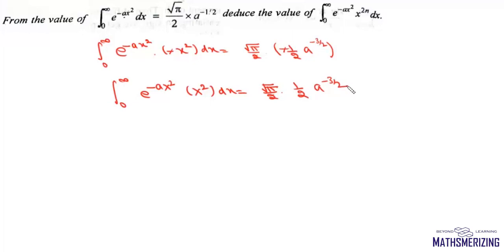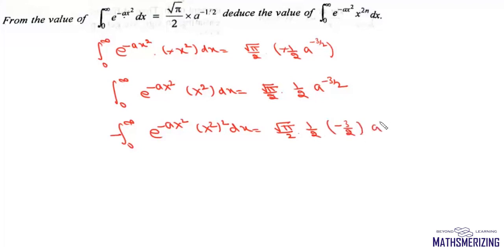Now we'll differentiate it again with respect to a. So we'll get 0 to infinite e to the power minus ax square and then x square whole square into minus dx, and it will be under root pi by 2, 1 by 2, minus 3 by 2 a to the power minus 5 by 2. Now here minus and minus again will cancel.